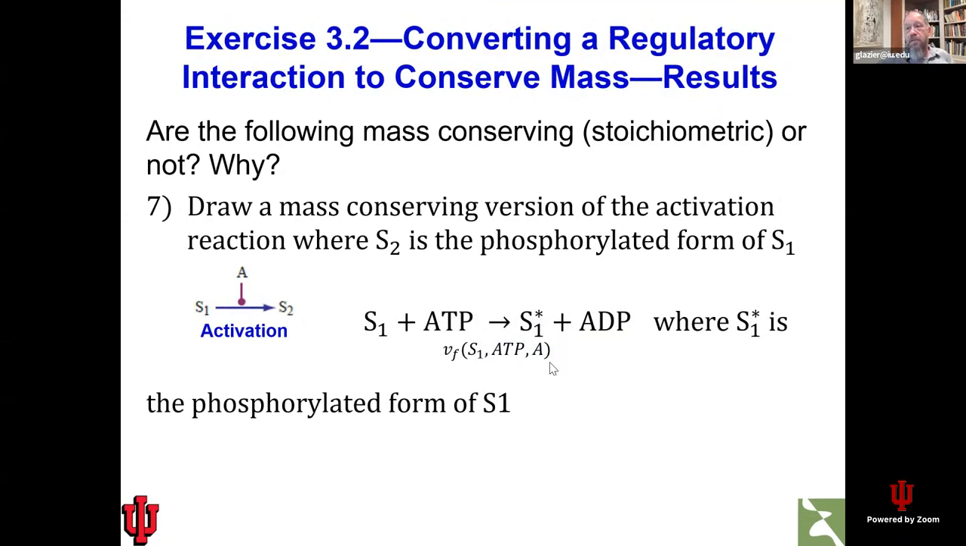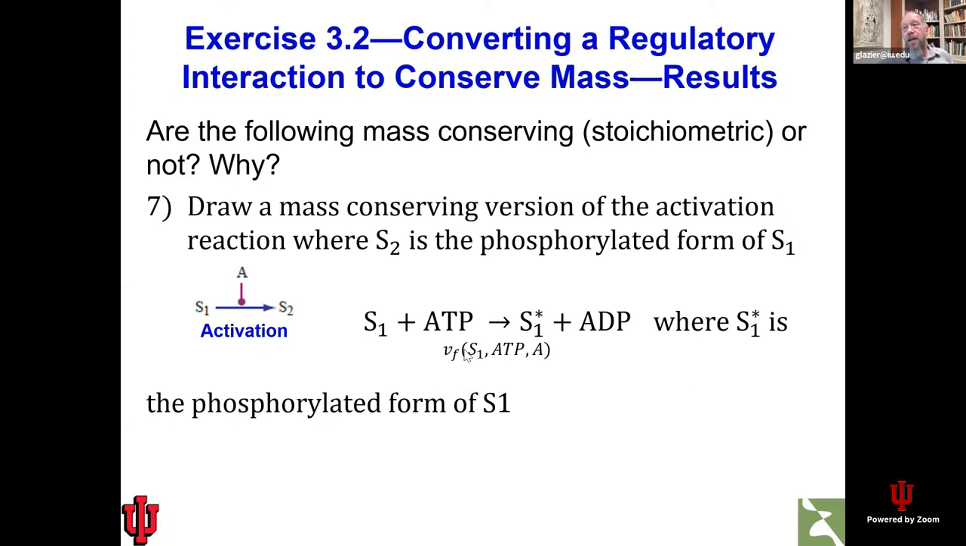A star is often used to indicate phosphorylation in chemistry and biochemistry. This can be a bit confusing because a star is also used to indicate steady states and fixed points in mathematics. And so we have to get used to the fact that the same symbol can mean different things in different contexts. Unfortunately, the same symbol can mean different things in the same context, depending on whether you're a mathematician or a chemist or a biologist.